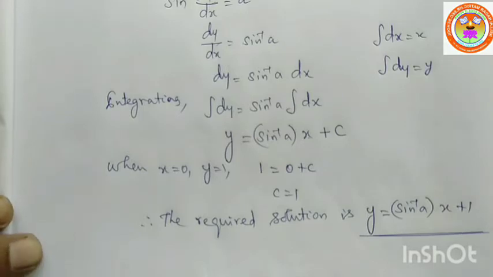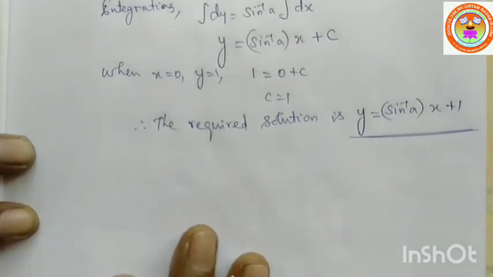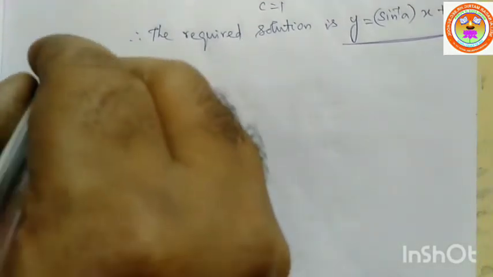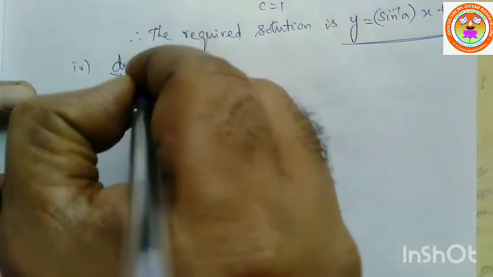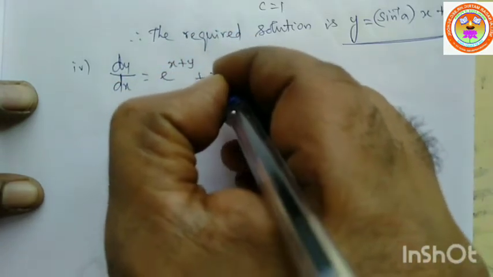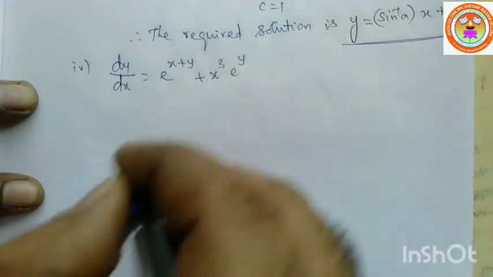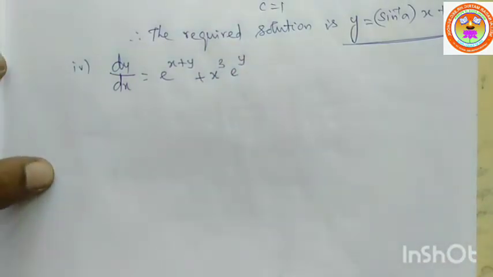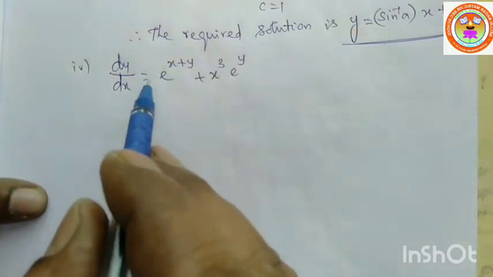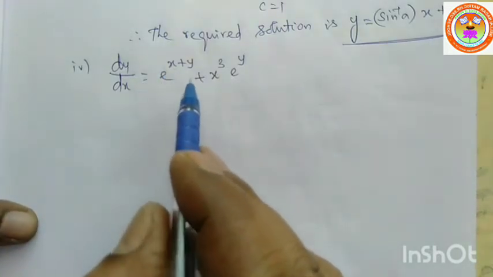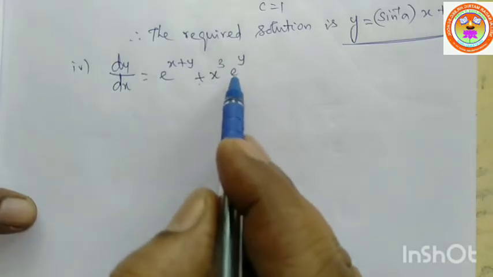Okay. Now, let's move on to the next question. The next question is subdivision 4: dy by dx is equal to e power x plus y plus x cube into e power y. Solve the differential equation dy by dx equal to e power x plus y plus x cube into e power y.